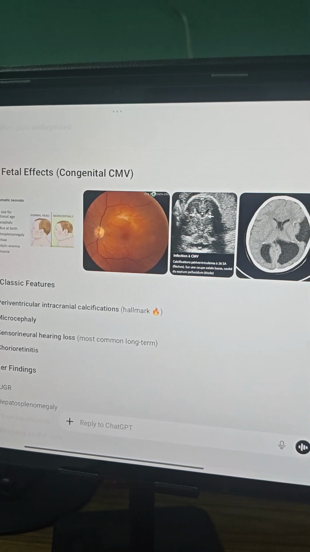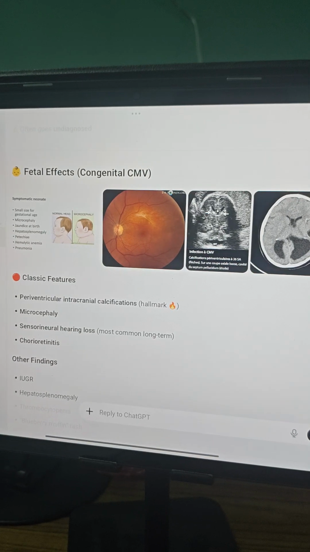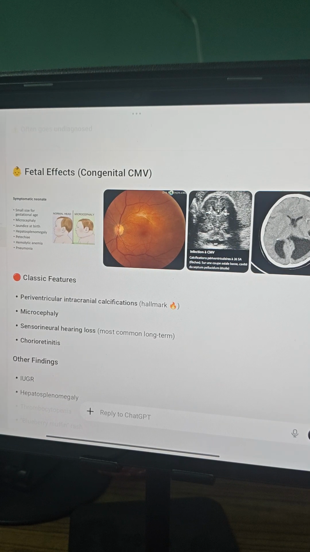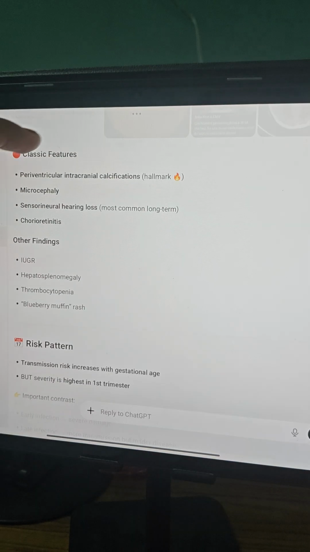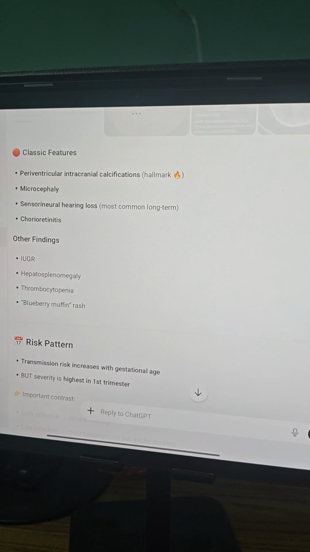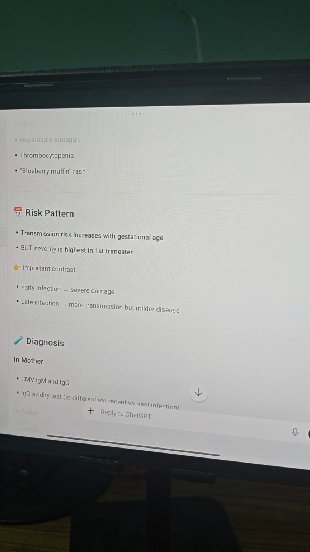Now, coming to classical features, there is periventricular intracranial calcification, which is the hallmark. There is microcephaly, there is SNHL or sensorineural hearing loss, which is also present in rubella syndrome, and there is chorioretinitis. Other findings include IUGR, hepatosplenomegaly, thrombocytopenia, and blueberry muffin rash. Regarding the risk pattern, transmission risk increases with gestational age, and similar to rubella, severity is highest in the first trimester. Early infection causes more damage and late infection causes more transmission.